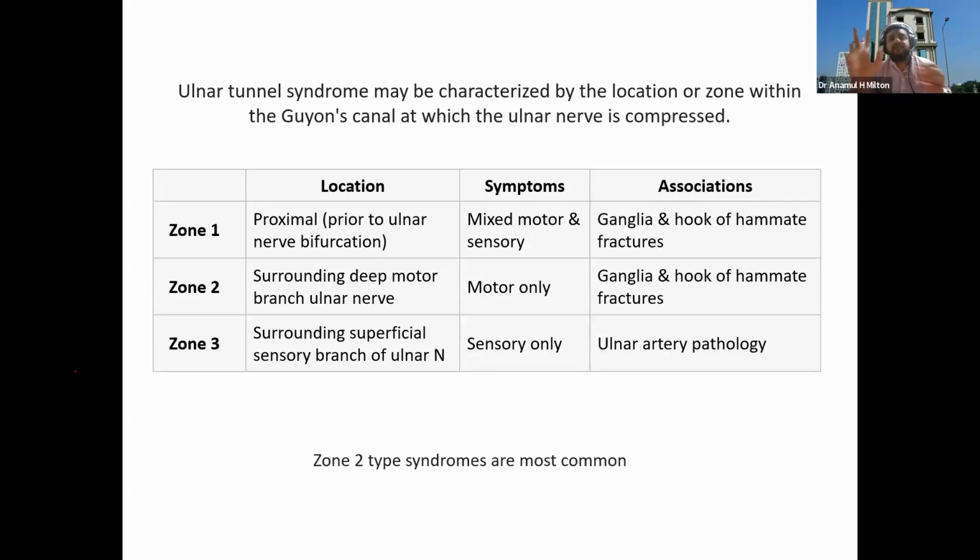If both motor and sensory are affected, consider it the proximal zone, zone 1. If there is only motor and no sensory loss, consider zone 2. If there is only sensory loss and no motor involvement, consider zone 3. But zone 2 is the most common, and mostly these muscles are affected.